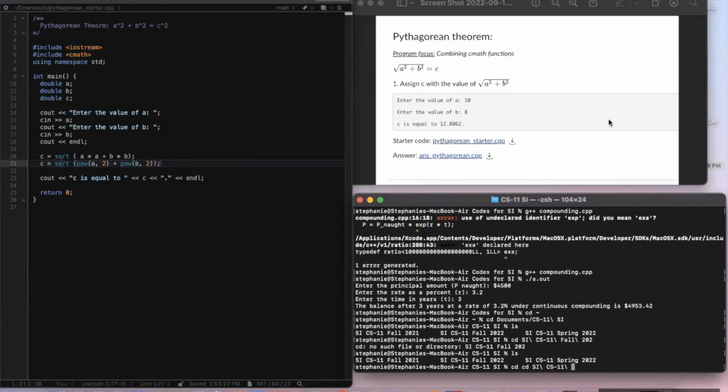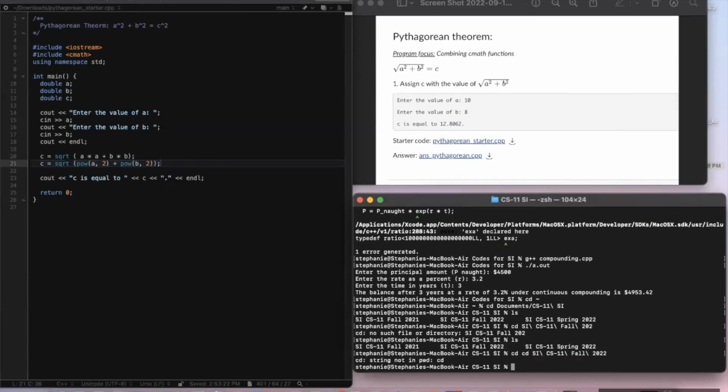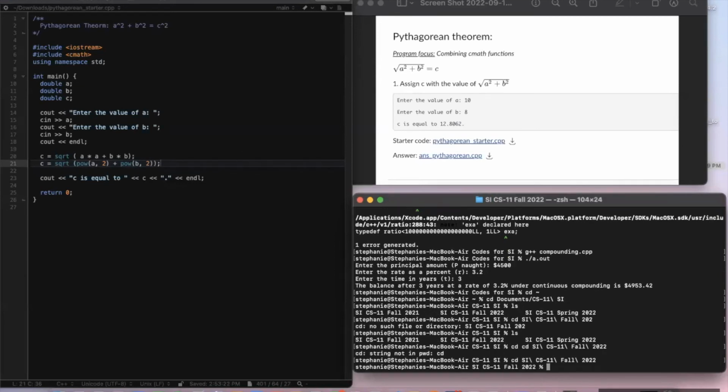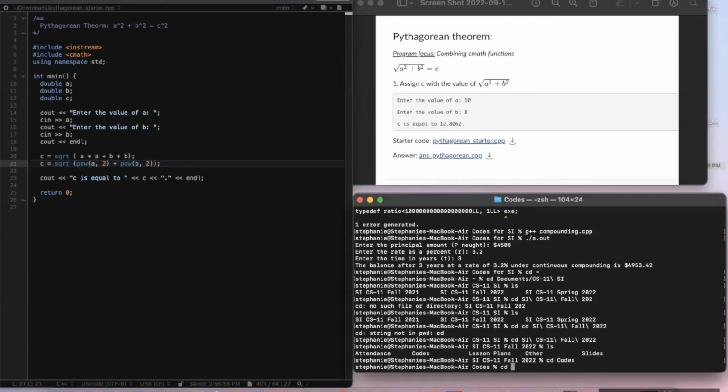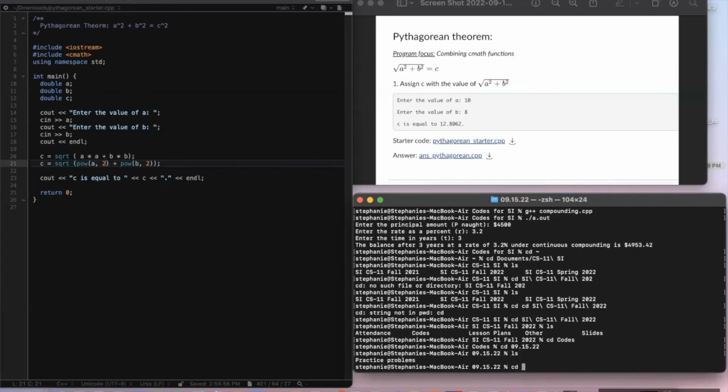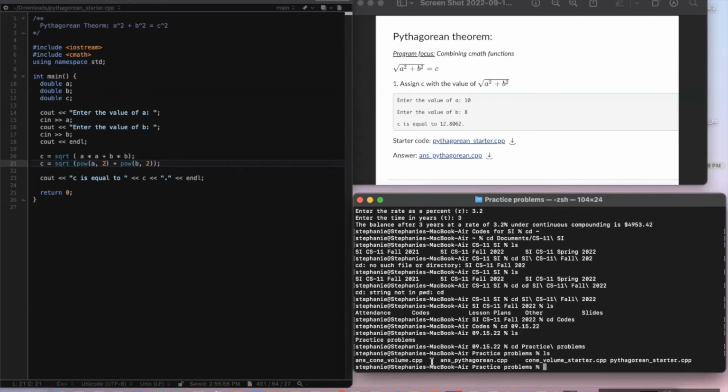Honestly, Emily, your version is probably better just because it's so much simpler. Yes, it is much simpler, less code, easier to read. But if we had, for whatever reason, a to the 10th, then you'd probably want to use pow because it's just too many multiplications. And I'm almost there. Okay, there we go. Yay.